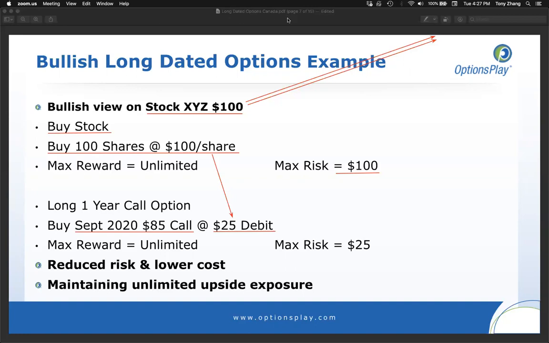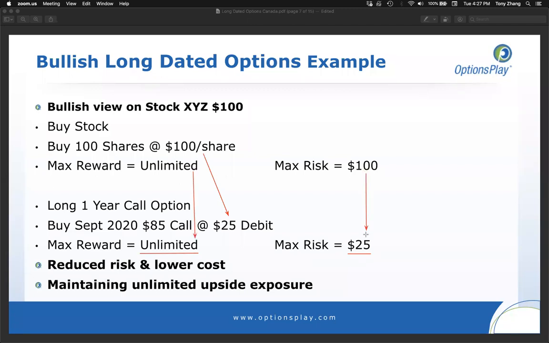Now, what you'll notice is that with the option, I still get unlimited upside. So just like the stock, I get unlimited upside. And now my max risk is reduced from $100 a share to just $25 a share. So no matter what happens, even if the stock goes all the way down to zero, my risk is only $25 a share. So far, I've put up less capital to get into the trade. I have unlimited potential reward to the upside, and I've reduced my risk from $100 to $25. So the question is, why wouldn't I always trade a long-dated option?